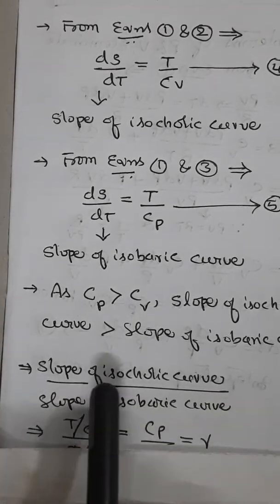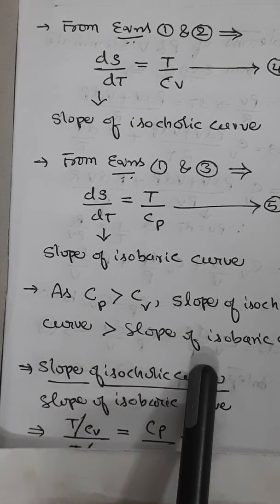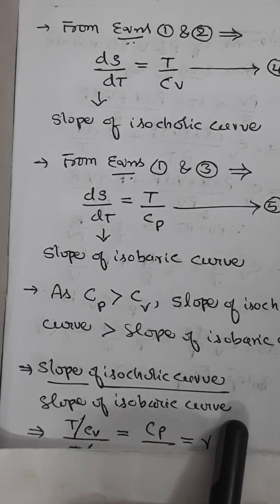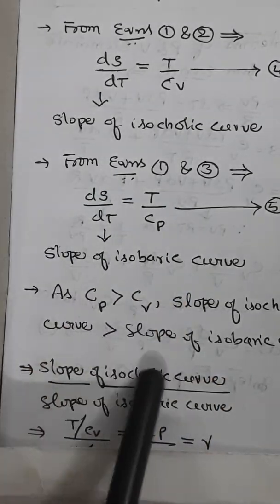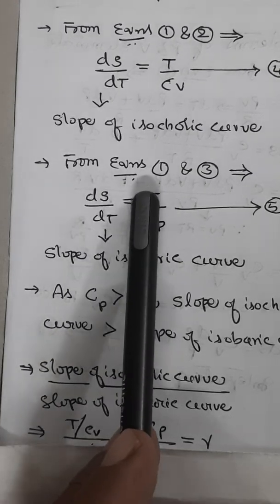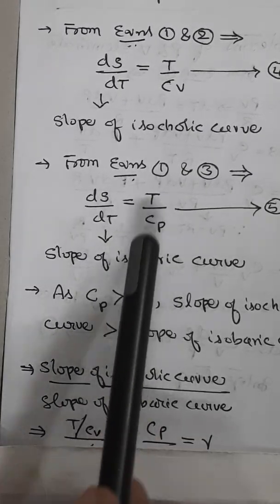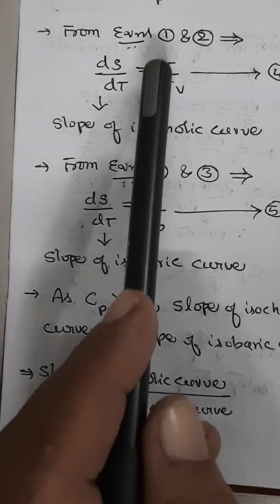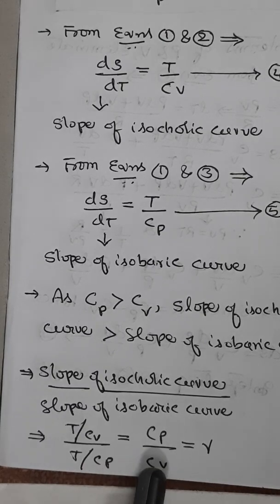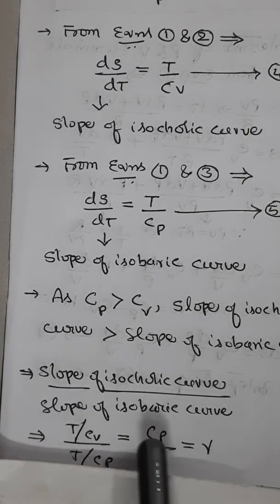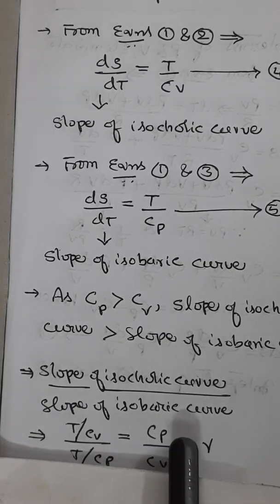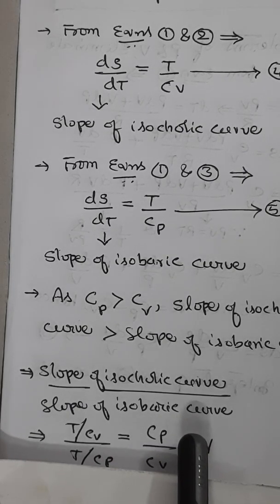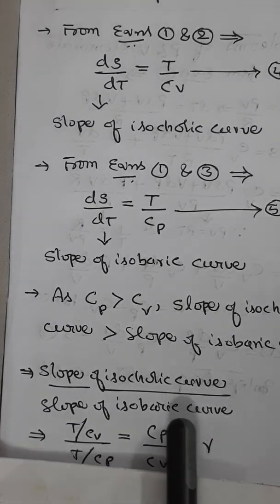you can take the ratio of the slope of the isochoric curve to the slope of the isobaric curve. The slope of the isochoric curve is dS by dT equal to T by Cv. The slope of the isobaric curve is dS by dT equal to T by Cp. When you compare these two, you get (T by Cv) by (T by Cp). That is nothing but Cp by Cv, which is nothing but gamma. So you can get the specific heat ratio from this. This is how you can calculate the gamma value from the slopes of the isobaric as well as isochoric curves on the TS diagrams.